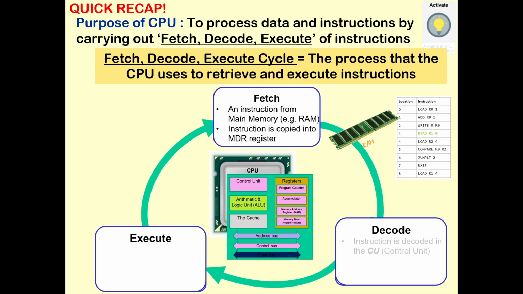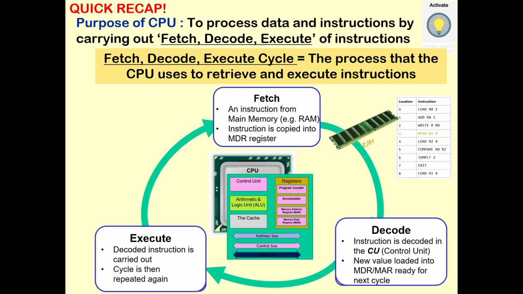That's 2 points. We also learned that the instruction is decoded by the control unit, and a new value may be loaded into the MDR or MAR ready for the next cycle. And then what does execute mean? Execute means to carry out the decoded instruction, to do it. And then the cycle starts again. So that's revision from last lesson. If you can remember those 2 points for each of fetch, decode, execute, those are points in the exam that you'll need.